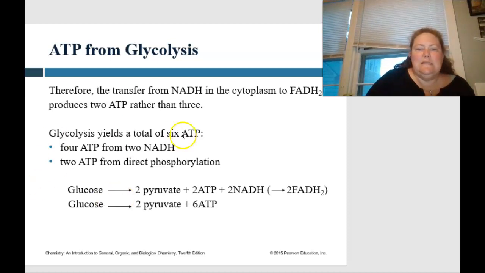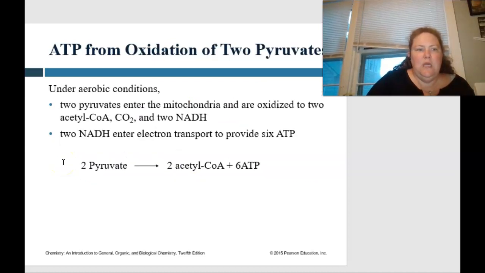So glycolysis, this is what you really need to remember. Glycolysis yields a total of 6 ATP. Okay, it's going to have 4 ATP from the 2 NADH and 2 from the direct phosphorylation. And so the calculations are there. Okay, so that is good.